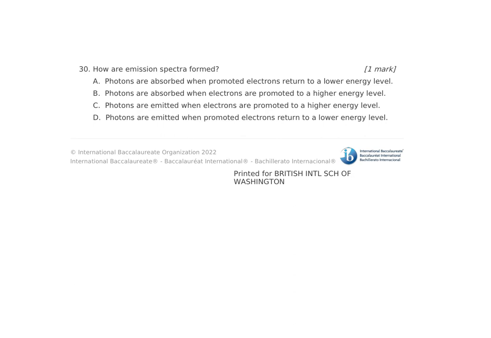Last question, how are emission spectra formed? Photons are absorbed when electrons are promoted. So the absorption spectra would be A and B. So I'm going to cross those out.